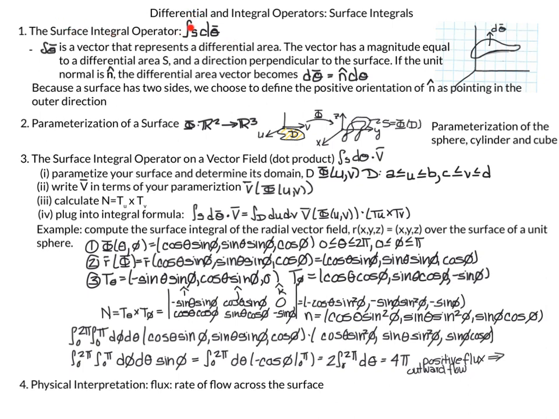Its symbol is this integral over the surface S d sigma. And here we have a picture of a surface, or my attempt at a picture of the surface, where d sigma is a vector that represents the area of the surface, and the vector has a magnitude equal to the differential area of S and a direction perpendicular to the surface. Because the surface has two sides, we choose to define the positive orientation of n as pointing outward. We will discuss orientation of a surface that is not closed later in this video.